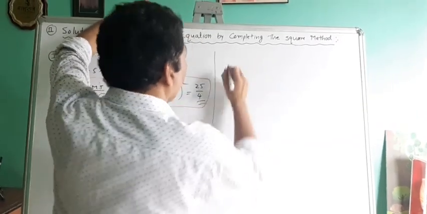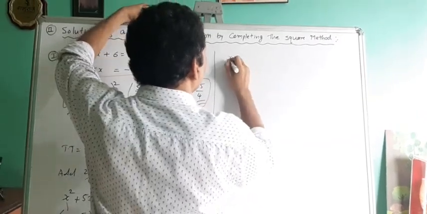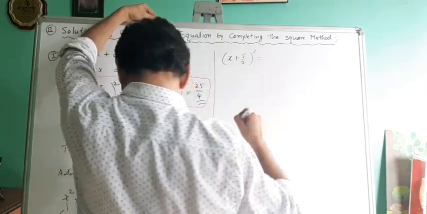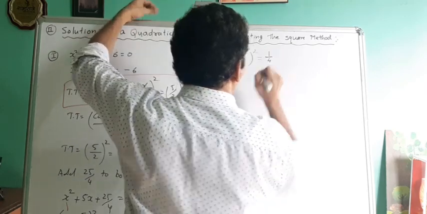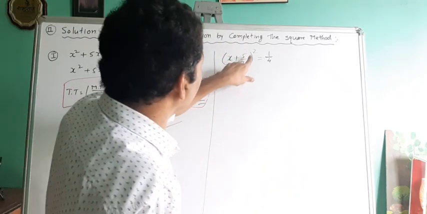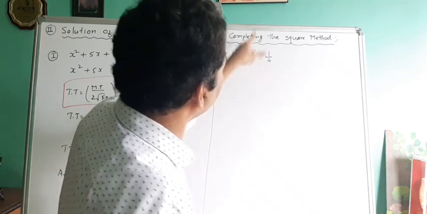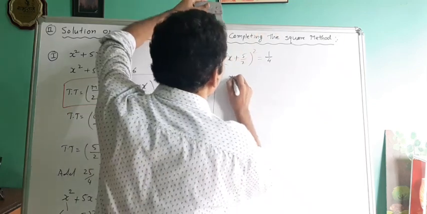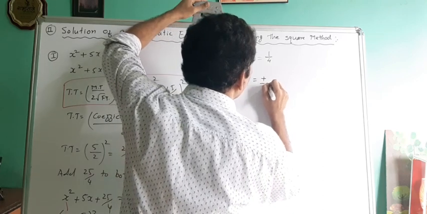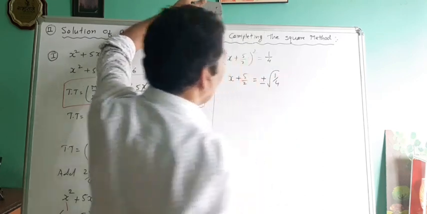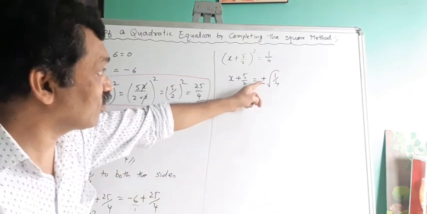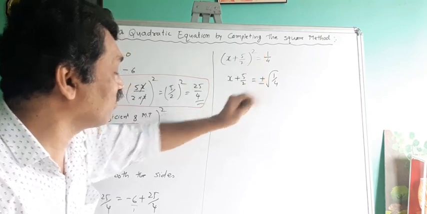(x + 5/2)² = 1/4. I want the value of x, so I don't want this square; when I take it to the other side it becomes a square root. So x + 5/2 = ± √(1/4). Why plus or minus? Because here it is a square, so I have taken plus or minus.